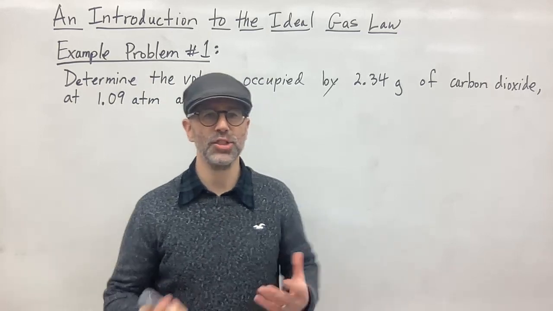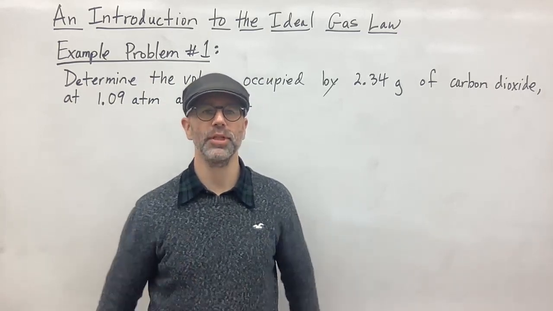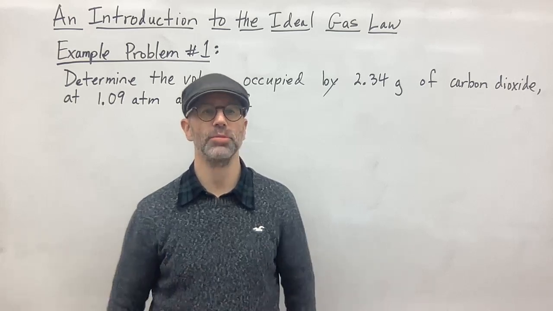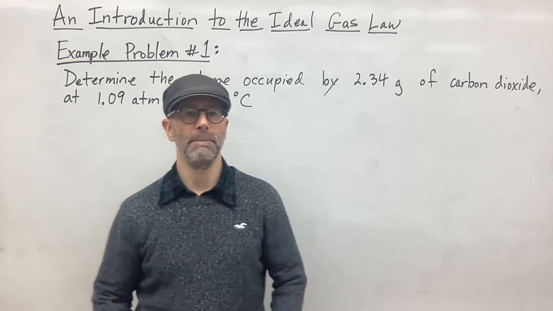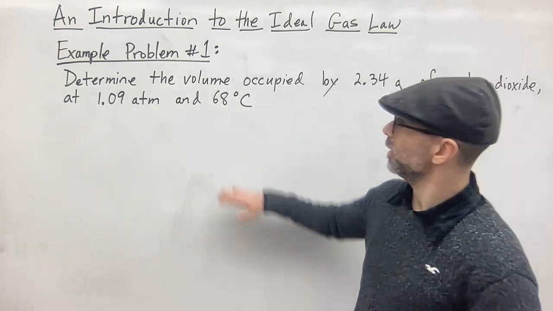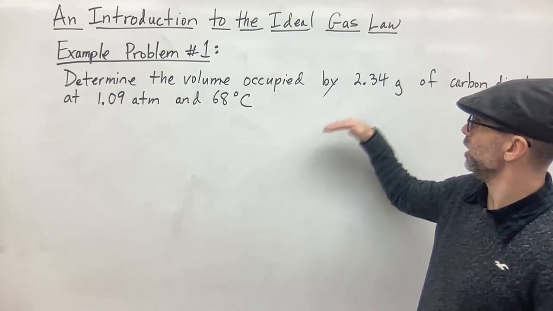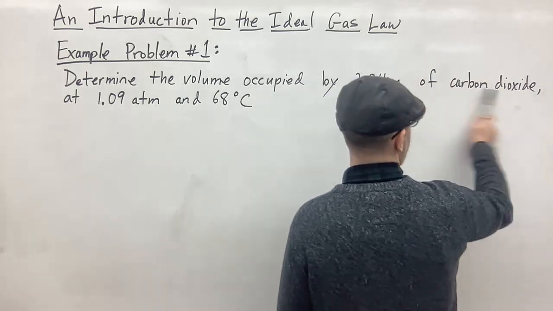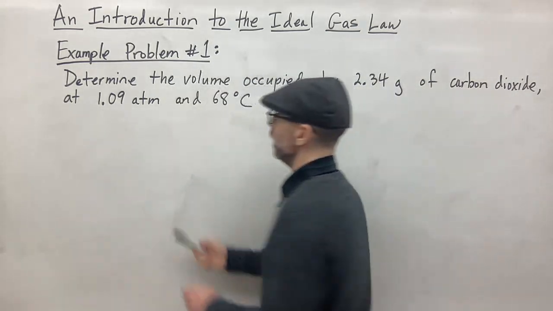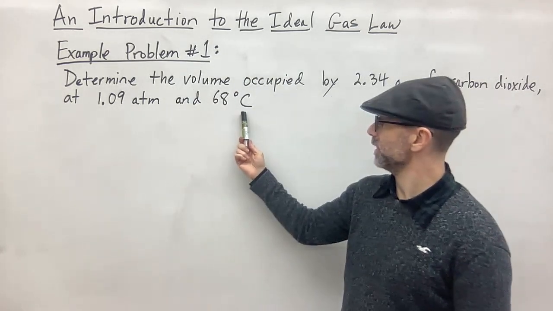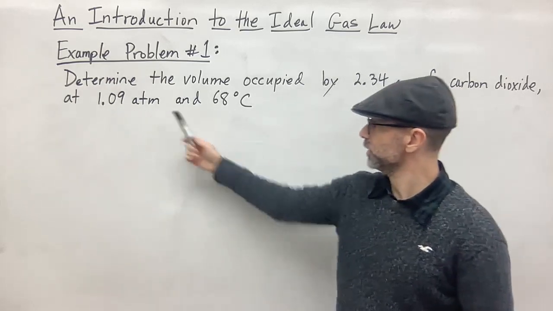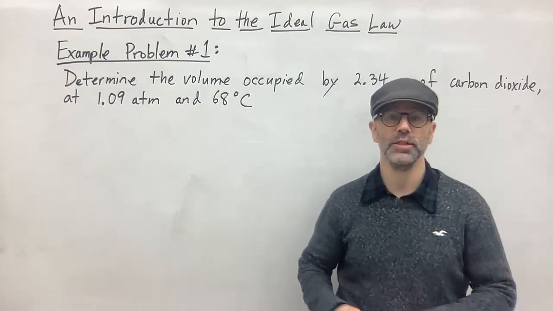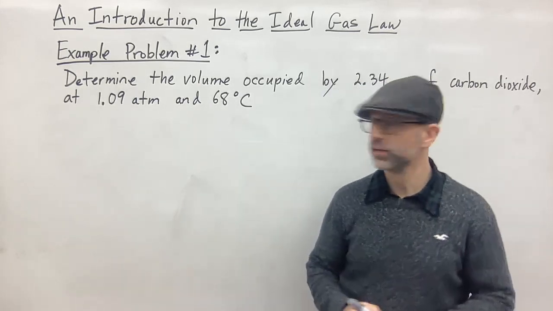Hello everyone, I'm going to do a couple of examples to show you how you can use the ideal gas law to solve problems. So example number 1. Here we're asked to determine the volume occupied by 2.34 grams of a particular gas, carbon dioxide, and they give us the pressure and the temperature. Pressure is 1.09 atmospheres and the temperature is 68 degrees Celsius. So we're going to have to convert a few things into the correct units.